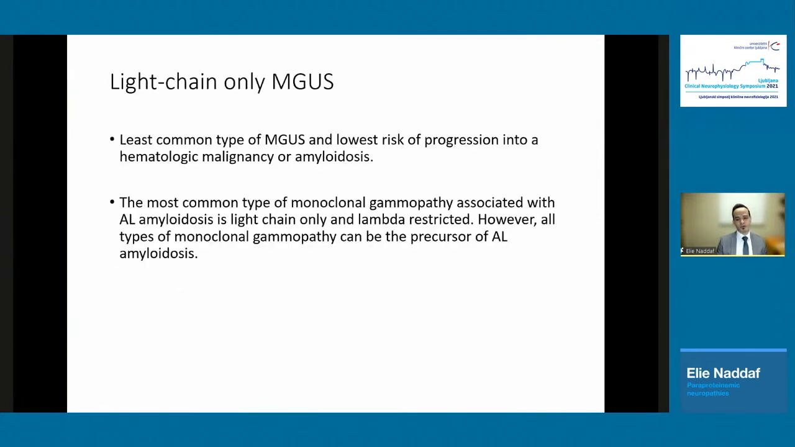First of all, yes, light chain only monoclonal proteins do exist. They are the least common type of monoclonal protein and also have the lowest risk of progression into a hematologic malignancy. But if you take the patient with amyloidosis, the most common monoclonal protein in amyloidosis is light chain only monoclonal protein. And that's why doing the urine studies in these patients is of high importance.